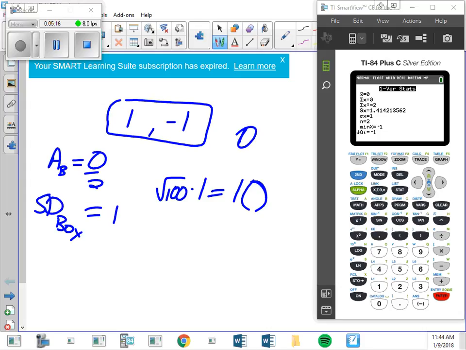So let's say we played 10,000 times. What's the expected value? 0. The expected value is still 0. But then it would be the square root of 10,000 times 1, which would be $100. So this, in absolute terms, is larger. But in percentage terms, it's much, much smaller.